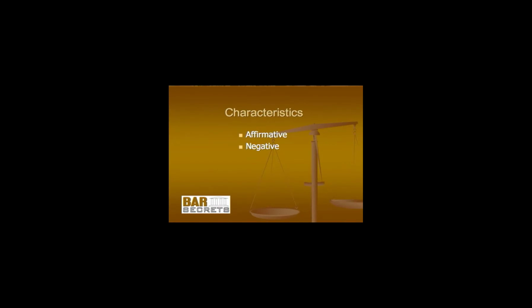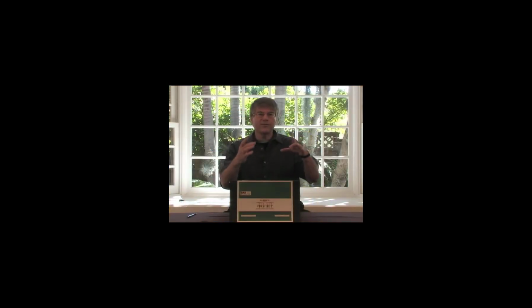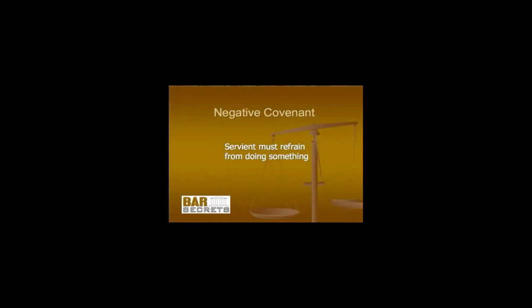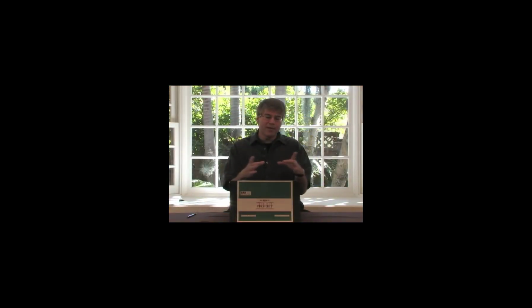Now in affirmative, the servient estate. The servient estate is the estate that's burdened. The dominant estate is the estate that benefits. And in an affirmative real covenant, the servient is asked to do something. And in a negative covenant, the servient estate must refrain. In the case where we say you are restricted to a one story, that would be a negative covenant.